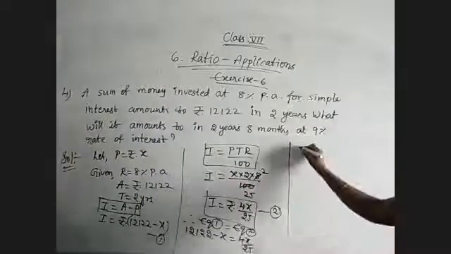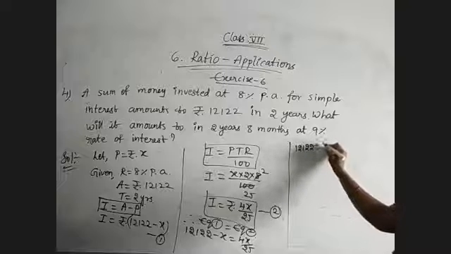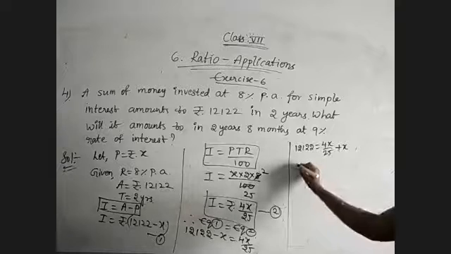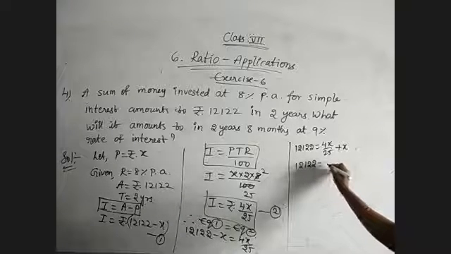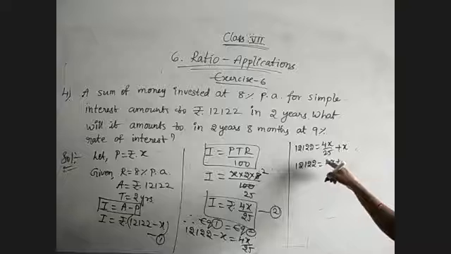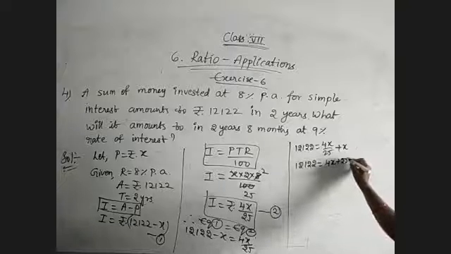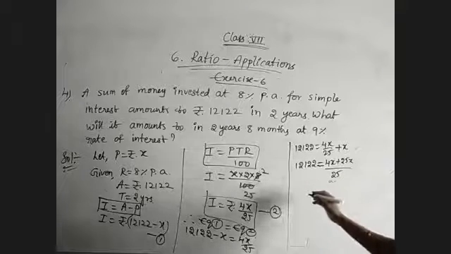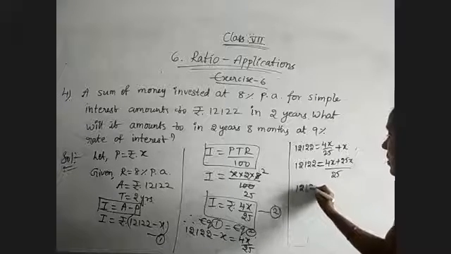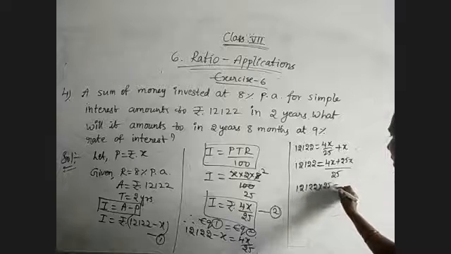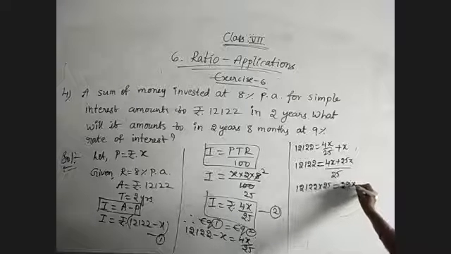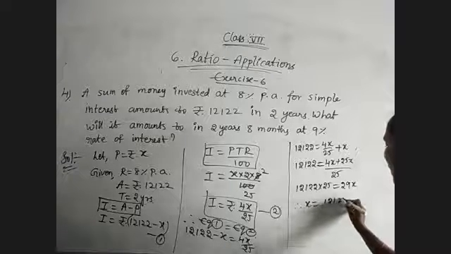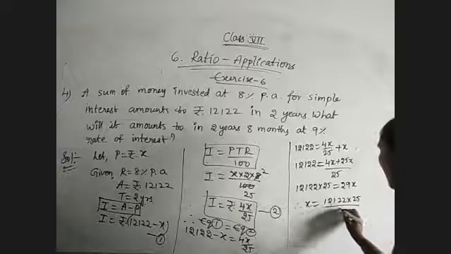Bring the X terms to one side. We get 12,122 equal to 4x by 25 plus X. Now 12,122 is equal to 4x plus, going through the cross multiplication, 25 into x is 25x, divided by 25. Now again bring this term to this side. We get 12,122 into 25 is equal to 4 plus 25 is 29x. So x will be equal to 12,122 into 25 divided by 29.